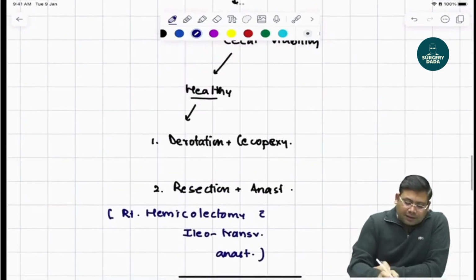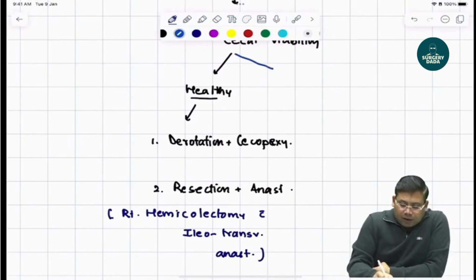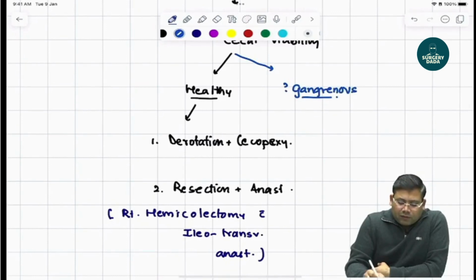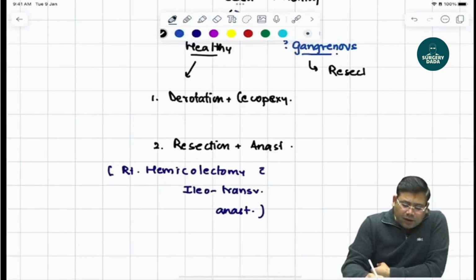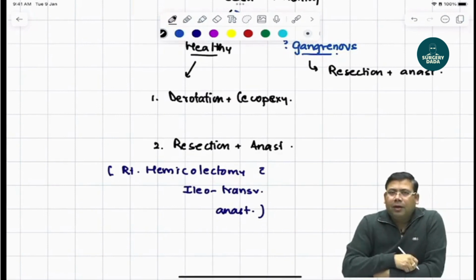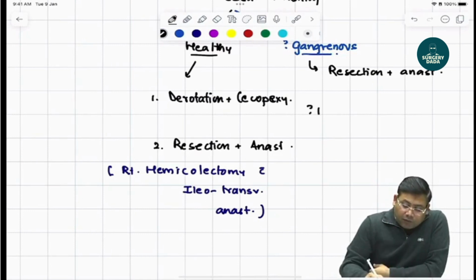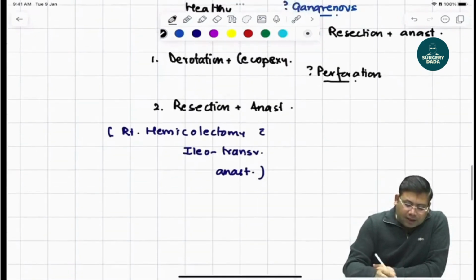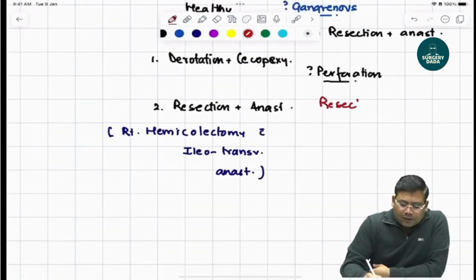Now the next is the cecum, where when we are looking at the cecum might be what, students? Gangrenous. This is what is very important. If the cecum is gangrenous, what is the next call, students? You have to go for a resection and along with that anastomosis. Now the same surgery that we are doing, right hemicolectomy, and along with that anastomosis. Now if there is a cecal perforation, now here there is a twist. So if there is a cecal perforation, we will go for resection and along with that diversion and ileostomy. So this is what is very important.